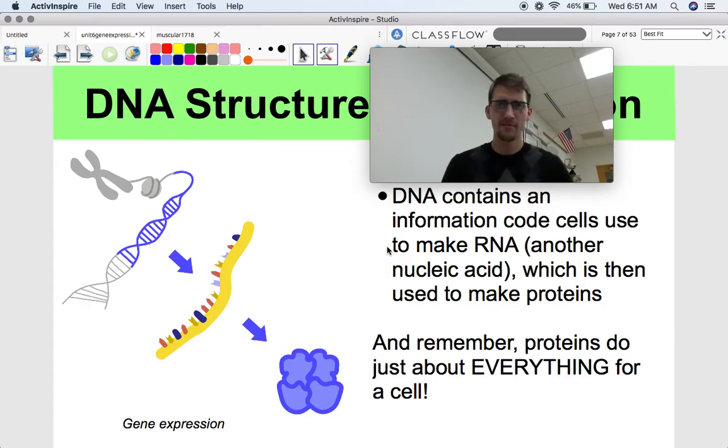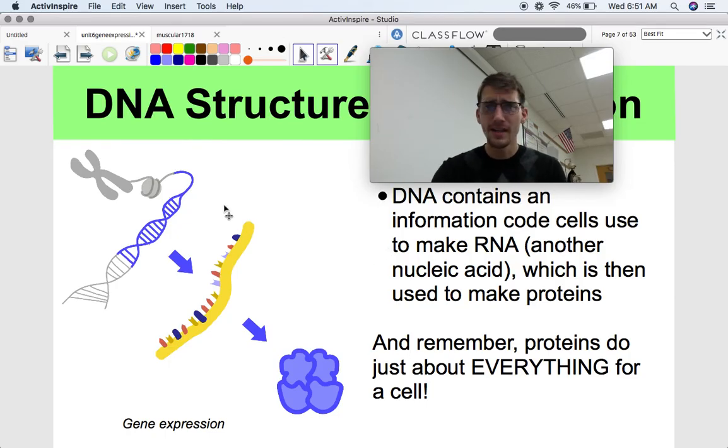It's called the central dogma of biology. DNA's job is that it contains an information code cells use to make RNA, and that RNA is used to make proteins. And again, calling back to Unit 1, different types of biomolecules. Proteins are the type of biomolecule that do just about everything. But it's not the proteins that are passed down from one generation to the next. It's the instructions to make proteins that are passed down from one generation to the next.